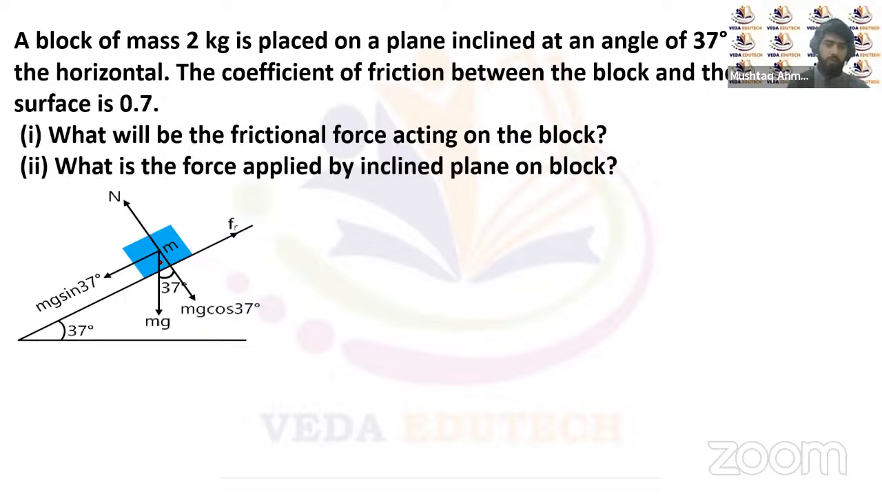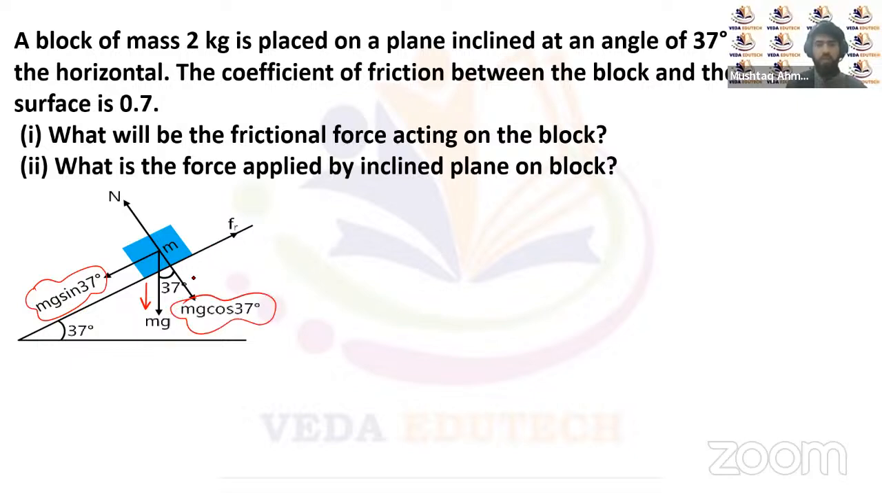So this is the block here. You can see the weight of this block is mg, in the downward direction. We can resolve this mg into two components. One is perpendicular to the plane, that's mg cos 37 degrees, and the other is along the plane, that's mg sin 37 degrees. So this is the sine component and this is the cosine component, right?